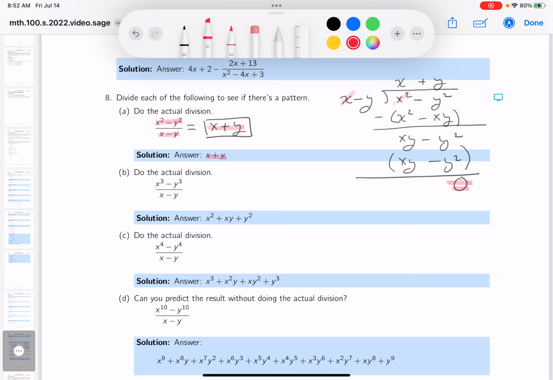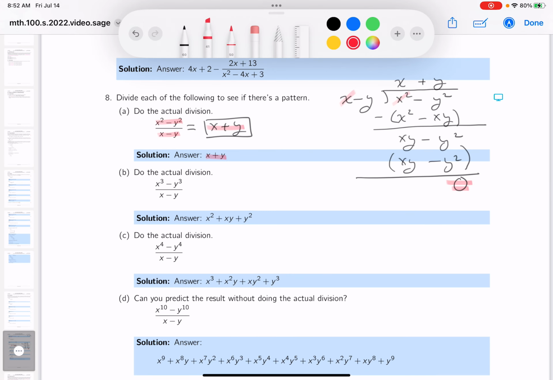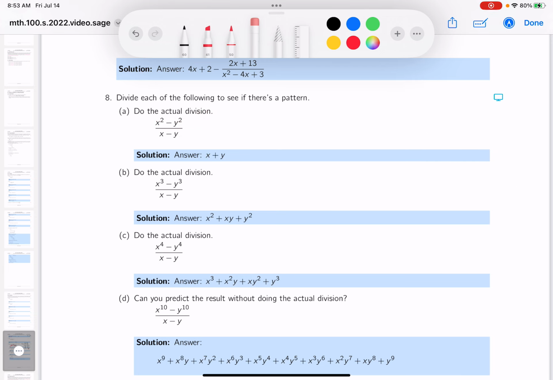Let's go to the next question, which is B. I'm going to erase this over here. I'm done with this. I'm going to erase it all. And I'm going to do letter B now. And what's that going to be? X minus y into x cubed minus y cubed.